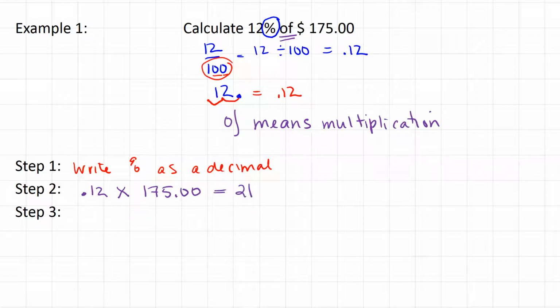Next step is to say, all right, what am I calculating? I'm calculating dollars, which means I should express my answer as dollars. So my answer is $21. Notice I'm going to put the decimal place plus 2 zeros. That's how much 12% is of 175.